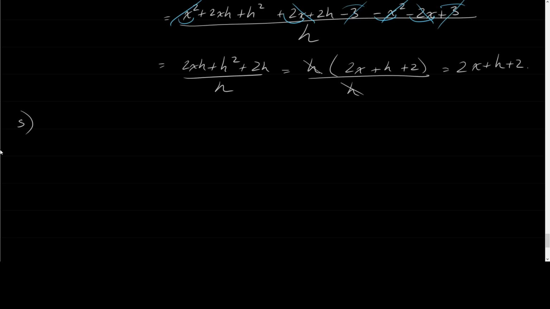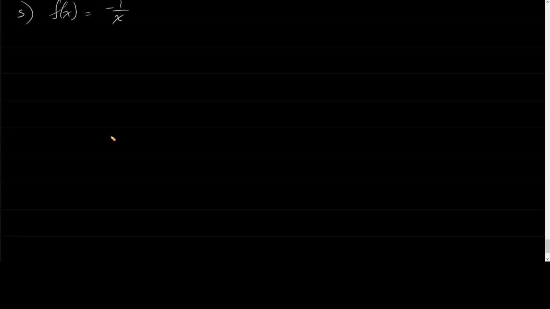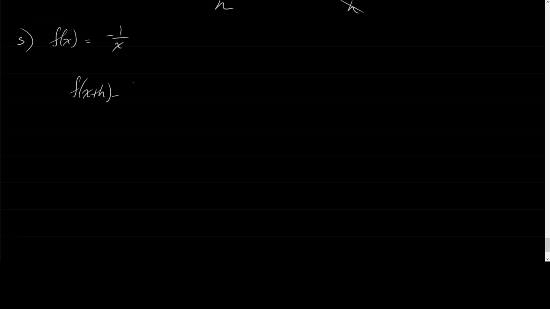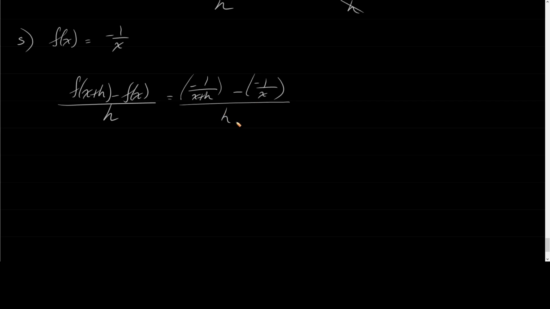Let's say that I had something like f of x is equal to negative 1 over x. All right. And again, let's find the difference quotient. So I'm going to start by writing down the difference quotient, which again was f of x plus h minus f of x, all over h. And what does that give me? Well, I'm just replacing the x with x plus h. So I have a negative of 1 over x plus h minus negative 1 over x, right? And then all of that over h.